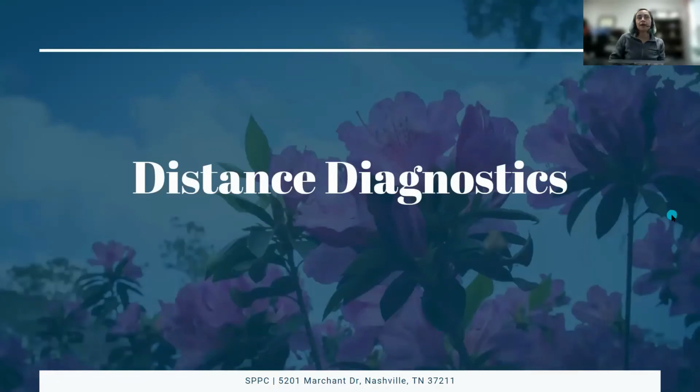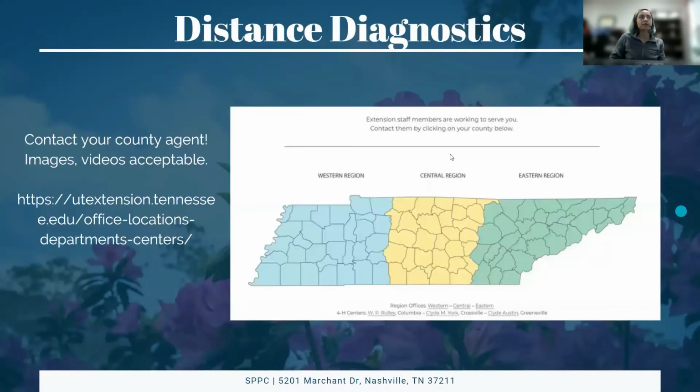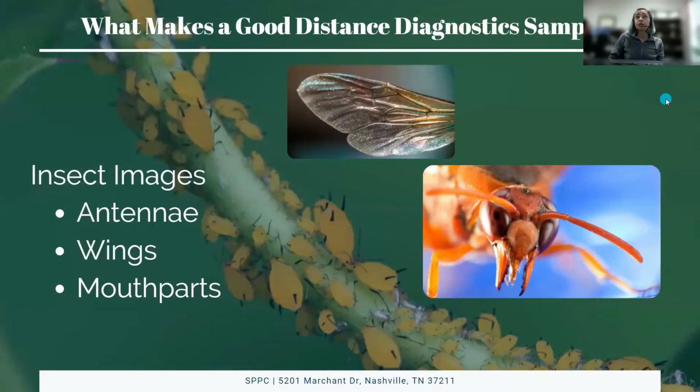So when thinking about distance diagnostics, there's a great resource at this website to find your local county agent if you'd like to submit a picture for analysis. Distance diagnostics is best suited for insects.